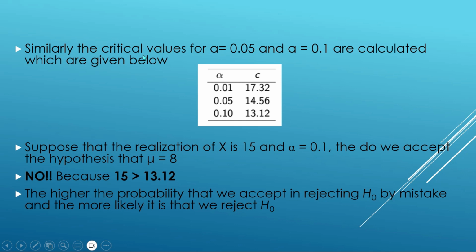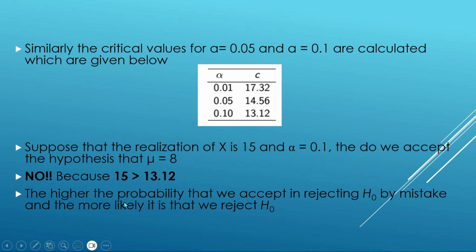Similarly, the critical values for alpha equal to 0.05 and alpha equal to 0.1 are calculated. We calculated the values C equal to 17.32, 14.56 and 13.12, the same way we calculated the value of C for alpha equal to 0.01. Again, assuming that the realization of x is 15 and alpha is equal to 0.1, do we accept the hypothesis that mu is equal to 8? The answer is no, because 15 is greater than 13.12.